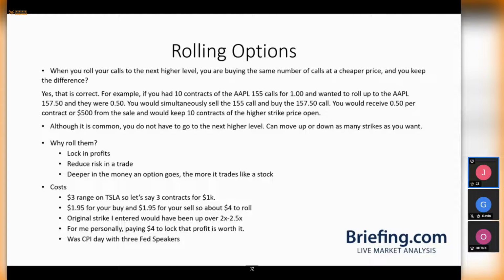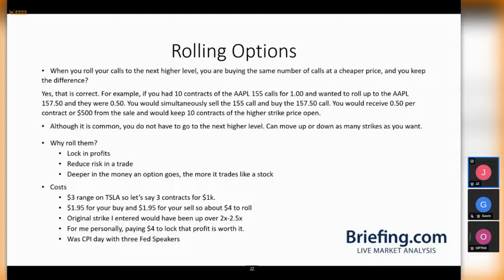So for me, if I'm sitting on that much profit, I'm just personally going to pay that amount of money to roll it up and lock in my profits. And that day in particular was CPI day, and we had 3 Fed speakers. So I don't like getting caught losing a lot of profit quickly. And if I think that the profit's going to go away for other reasons, like the market's changing, well, then I'd probably just close the trade.